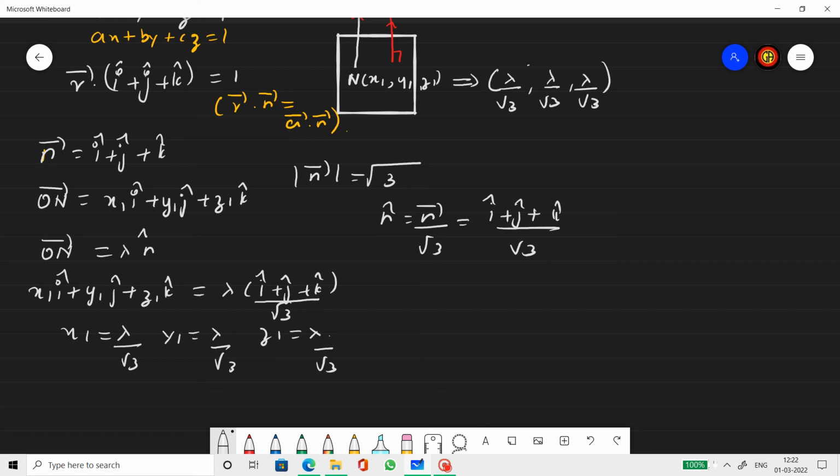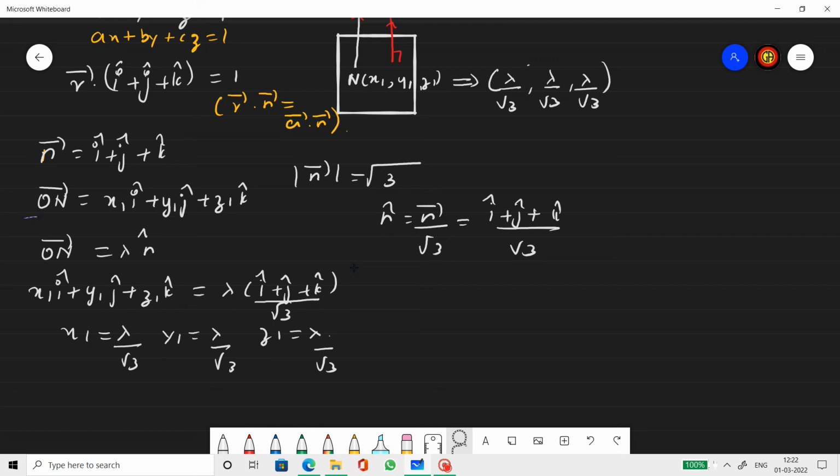The plane's equation is given to us. We took the normal from that, which is the vector perpendicular to the plane. But here they are discussing the unit normal because the distance is from the origin. So I need to find n's magnitude and then n cap. And the foot I took as x1, y1, z1. So the vector OM will be this.